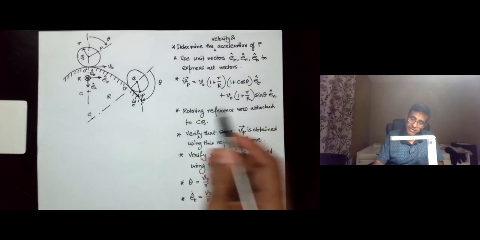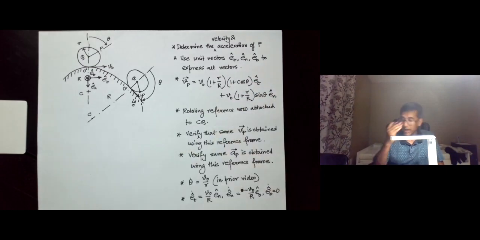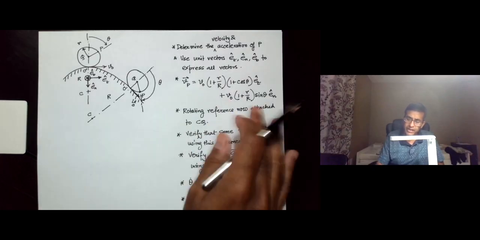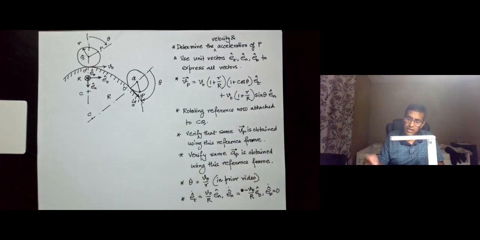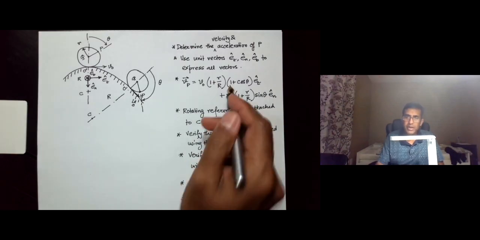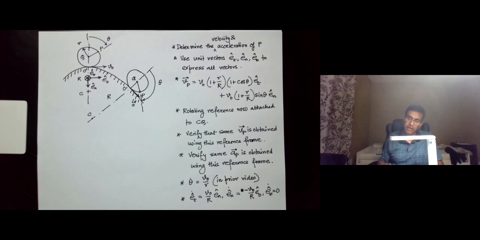For reference, this is the velocity expression. I didn't write the acceleration expression because it was too long, but we are going to derive it. And the reason for writing this is that once we derive the velocity expression using now a different reference frame, then we'll compare it against this to make sure that it is right. We will also verify that we obtained the same acceleration by comparing with the acceleration results in the previous videos.